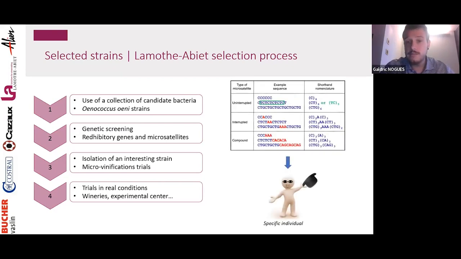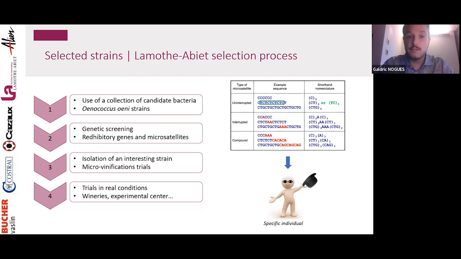Microsatellites, to make it very easy, are a sequence of very small bases that are repeated in the DNA. So TC, TC, TC, TC, or AATT, AATT, etc. And these microsatellites are very specific to one individual. So if you have a collection of 1,000 different bacteria, and you have two profiles of microsatellites that are very, very similar, you can conclude that these strains are likely to be the same. So we remove one and we keep the other one.